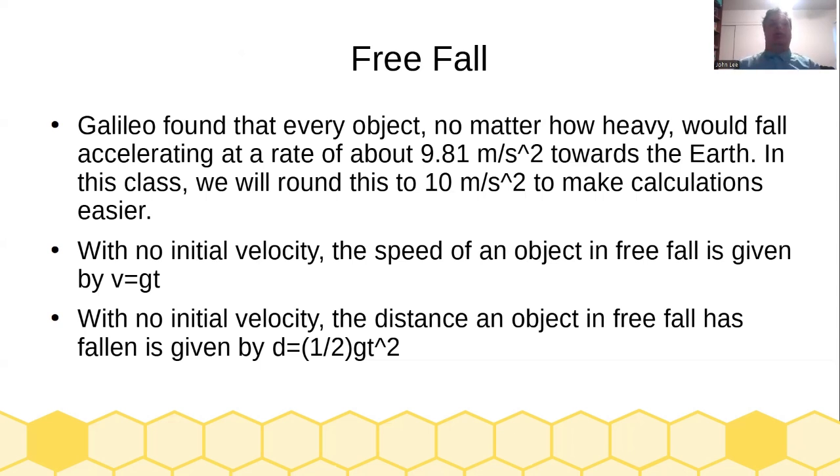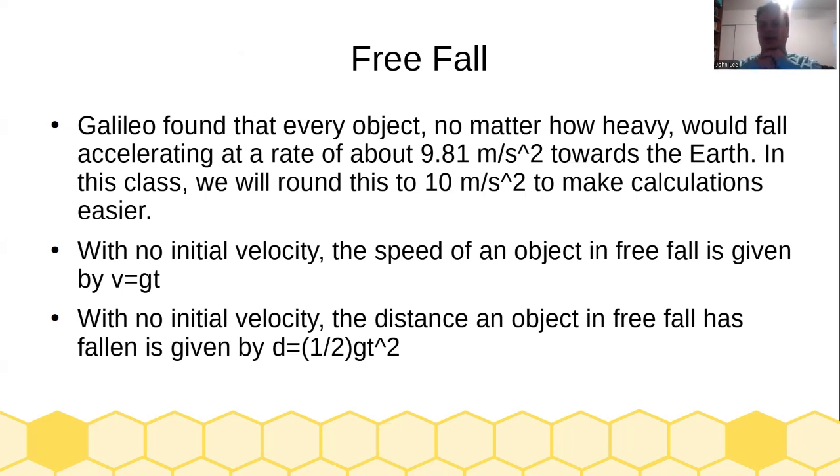So, moving on to the actual physics, Galileo found that every object, no matter how heavy, would accelerate at a rate of about 9.81 meters per second squared towards the Earth. In this class, we will round this to 10 meters per second squared to make calculations easier. With no initial velocity, the speed of an object in free fall is given by v equals gt. And with no initial velocity again, starting from rest, the distance an object will fall in its free fall is given by d equals 1/2 gt squared.